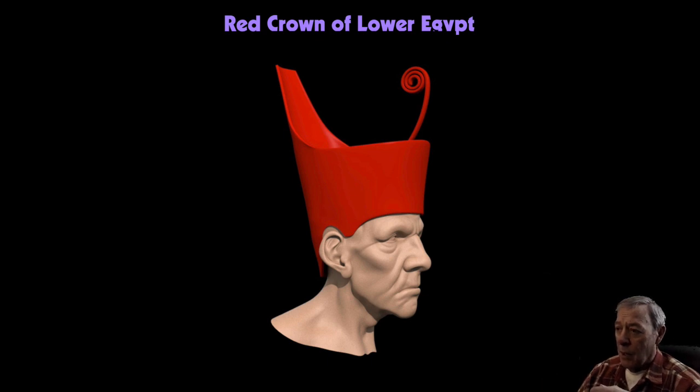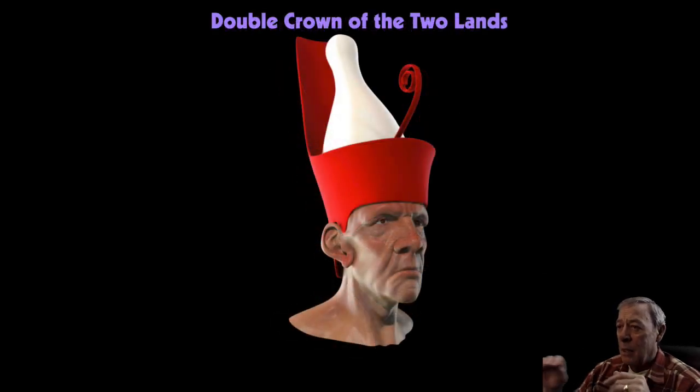Okay, and some scholars believe that this rather interesting little device here on the front is perhaps a stylized representation of a feather. That's possible. And then here's the combination of the double crown of the two lands, as it was eventually called. Okay, so the double crown.